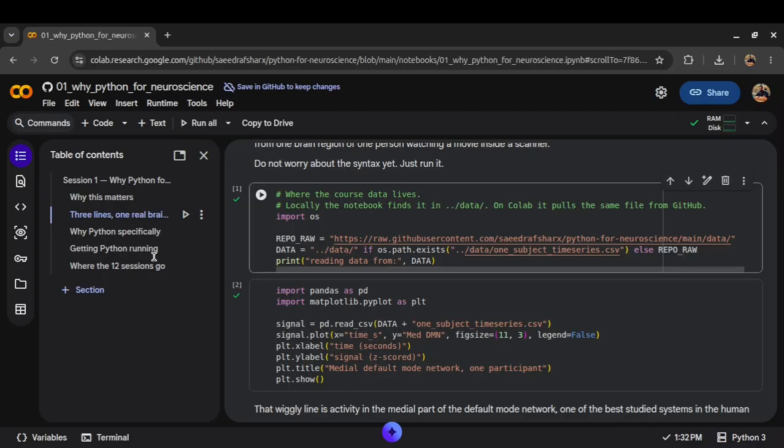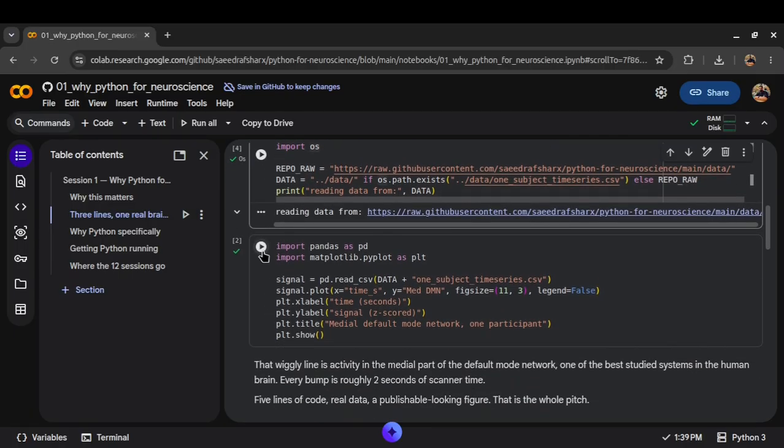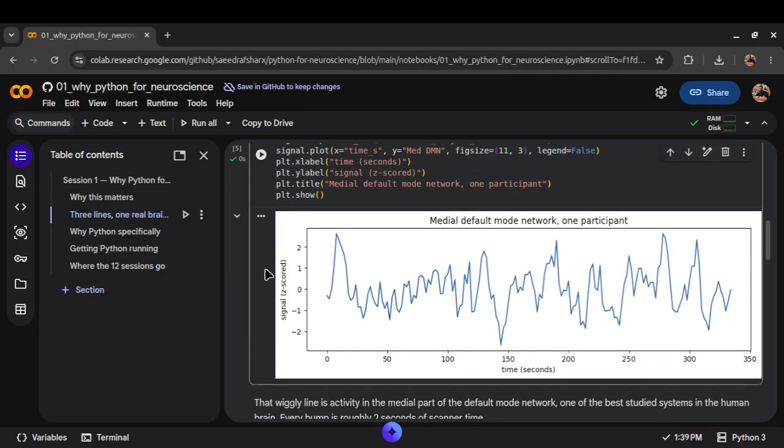I am going to run this before I have explained anything at all. This cell and this one. That line is a human brain.